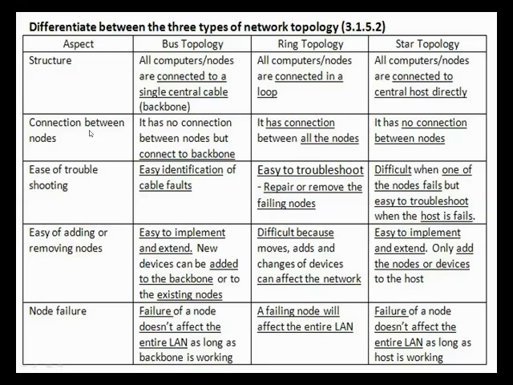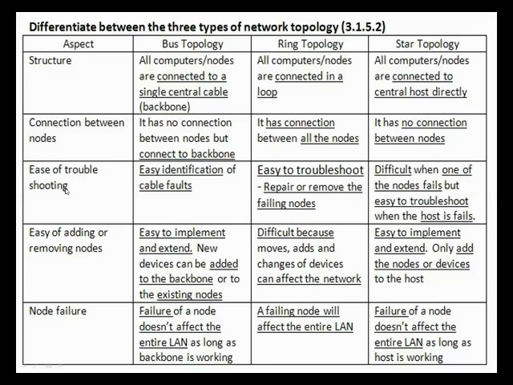And the connection between nodes. Bus topology has no connection between nodes but connects to the backbone. Ring topology has connections between all the nodes. And star topology has no connection between nodes.